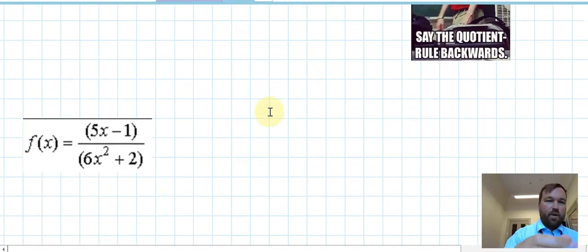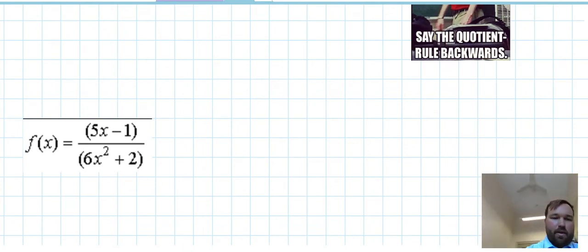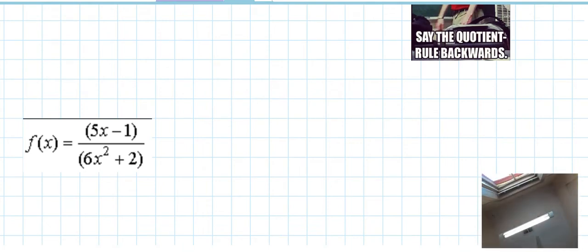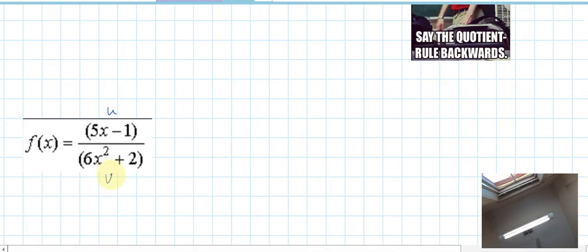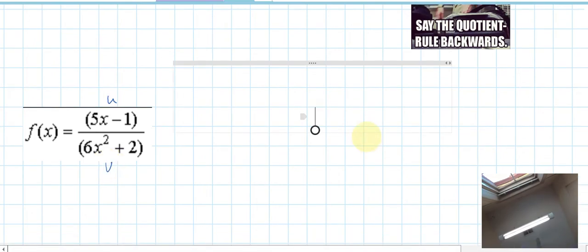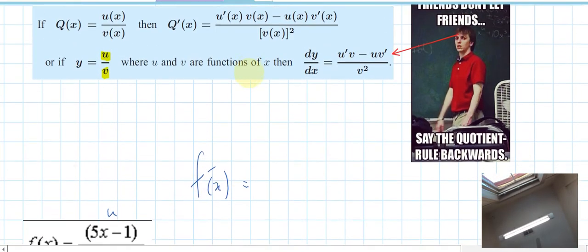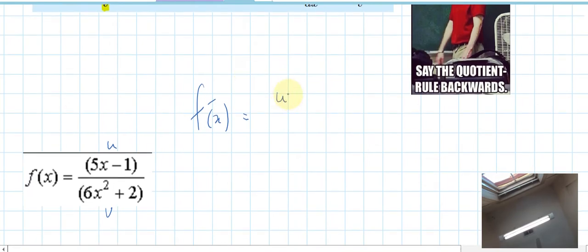Let's have a go here. Alright, so, that's U, that's V. And I would start by writing out the rule. Let me just get rid of that box, that's going to annoy me. The rule for f dash x is u dash v minus v dash u over v squared.